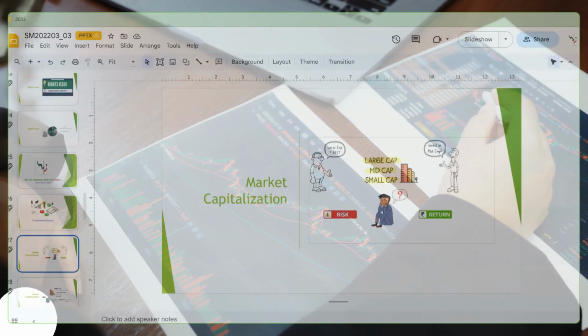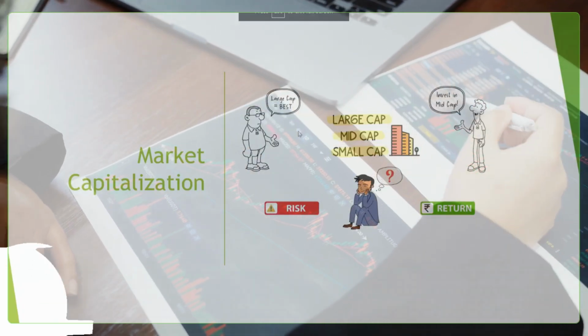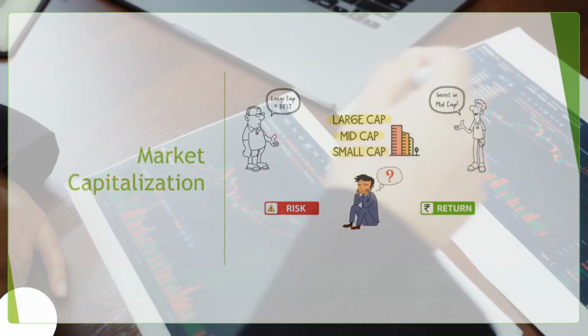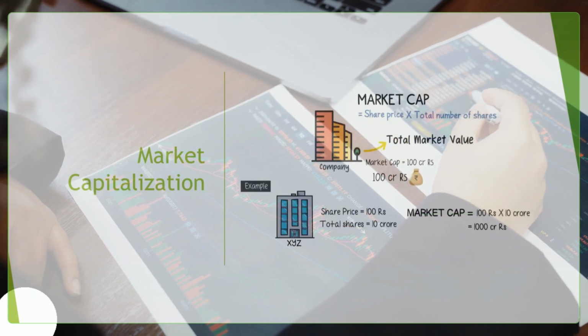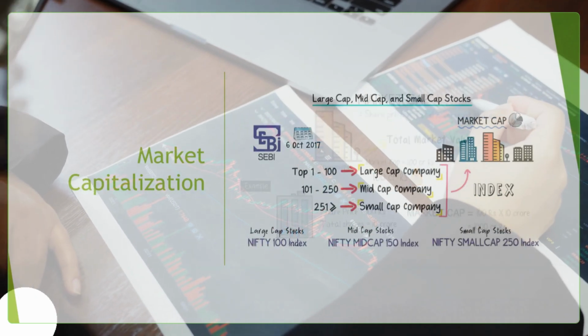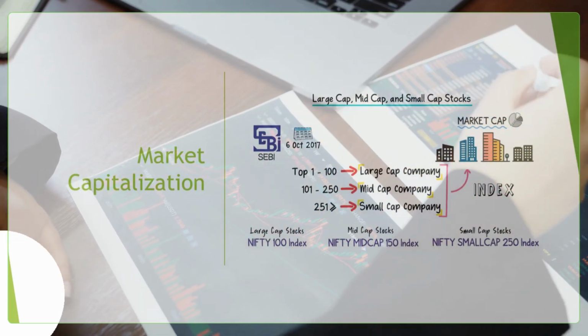Now we will be hearing a lot about market cap, then large cap, mid cap, small cap. What is that, right? What is a large cap company? What is mid cap? What is small cap? As per the SEBI rule, this is the formula it has given. SEBI on 6 October 2017 came up with this concept called large cap, mid cap, and small cap.